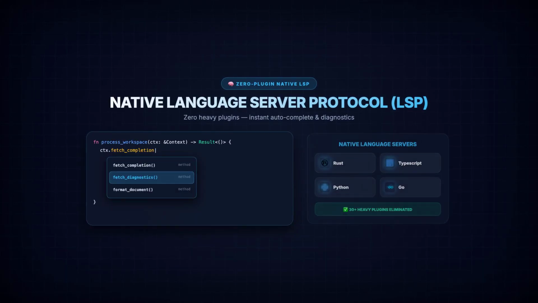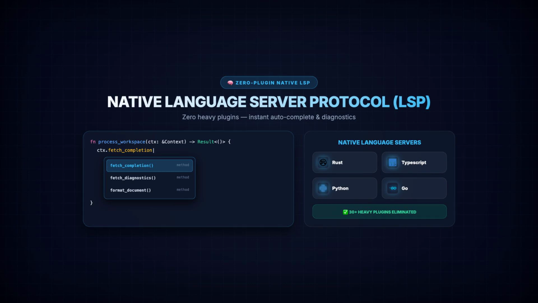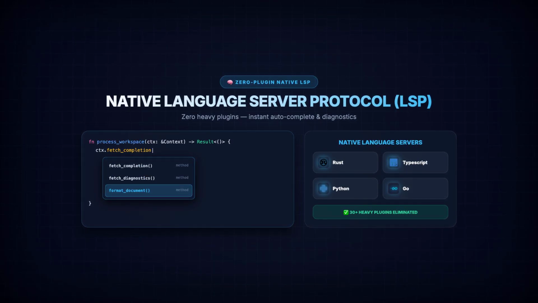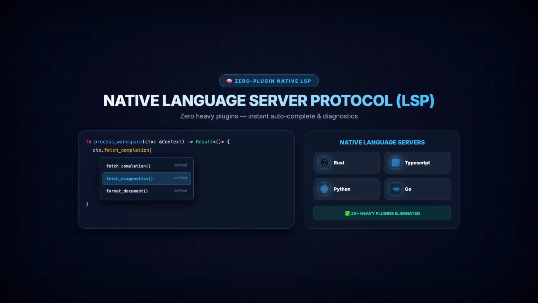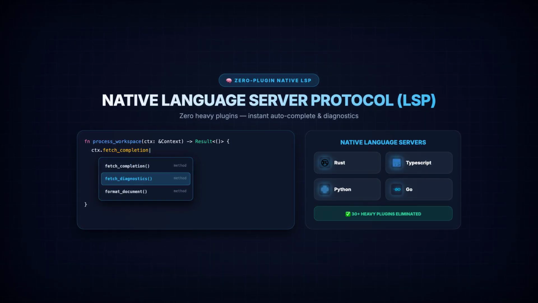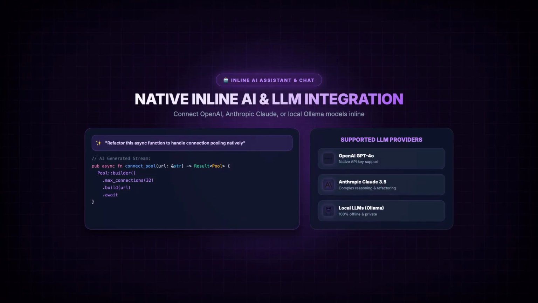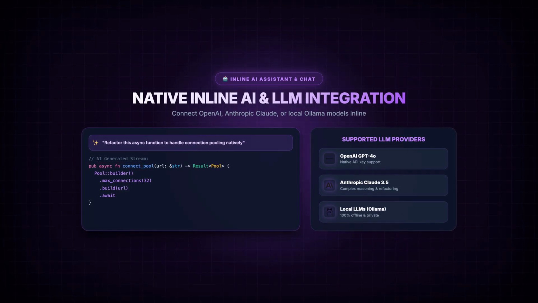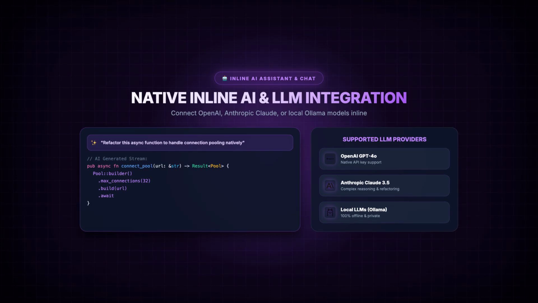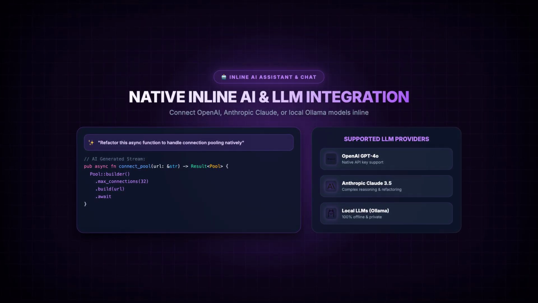First, native language server protocol support. You get intelligent autocomplete, go-to definition, and instant diagnostic errors for Rust, TypeScript, Python, Go, and dozens of other languages without needing to install 30 heavy plugins just to get basic coding support. Second, native AI integration. Zed allows you to connect OpenAI, Anthropic Claude, or local LLMs directly inside the editor. You can generate code, refactor functions, and chat with AI inline without leaving your buffer or breaking your flow state.